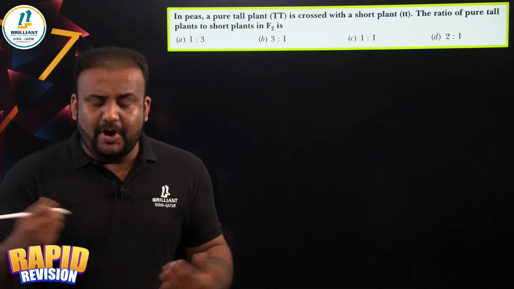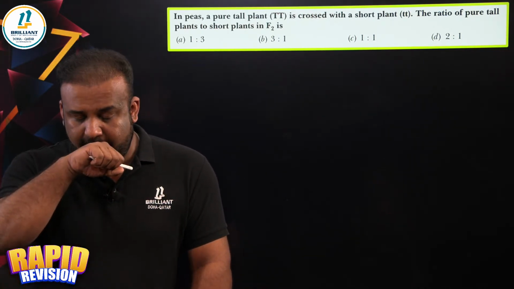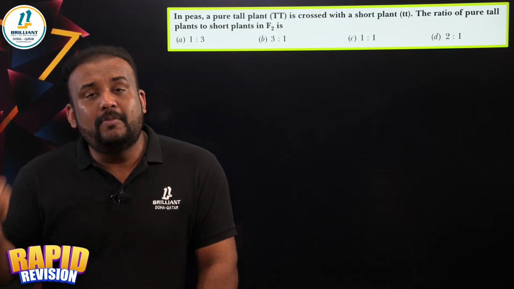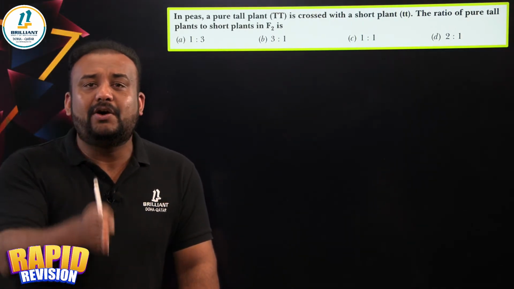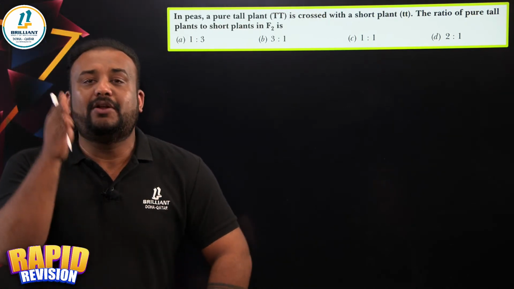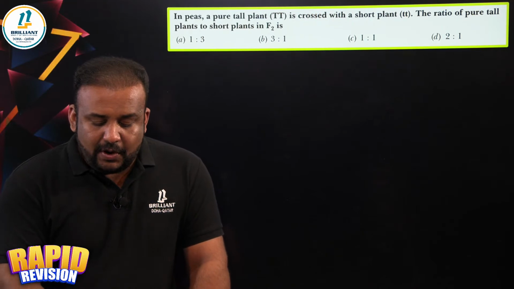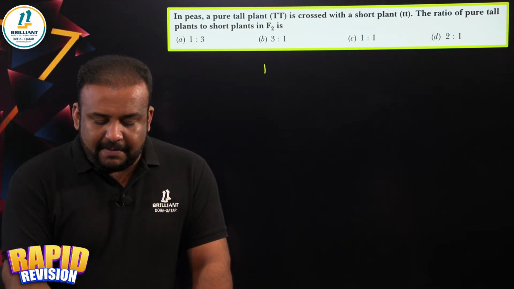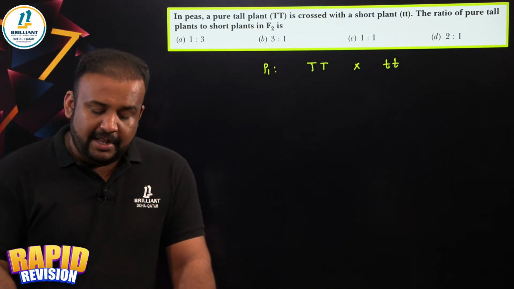Here they said a pure tall plant. What do you call pure individuals? Pure individuals are called homozygous individuals, right? Homozygous, having the same kind of alleles or the same kind of factors in an individual. Such an individual is called a pure strain. So in the first generation parents, we are taking a pure tall pea plant and crossing it with a dwarf or a short pea plant. So this is the cross.